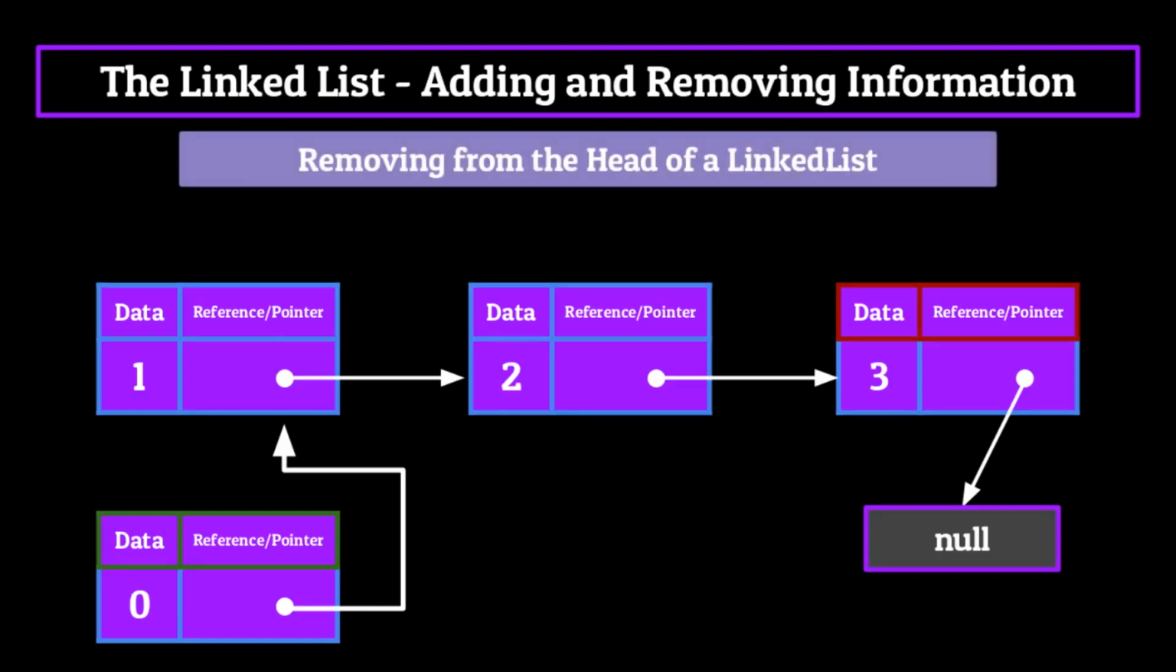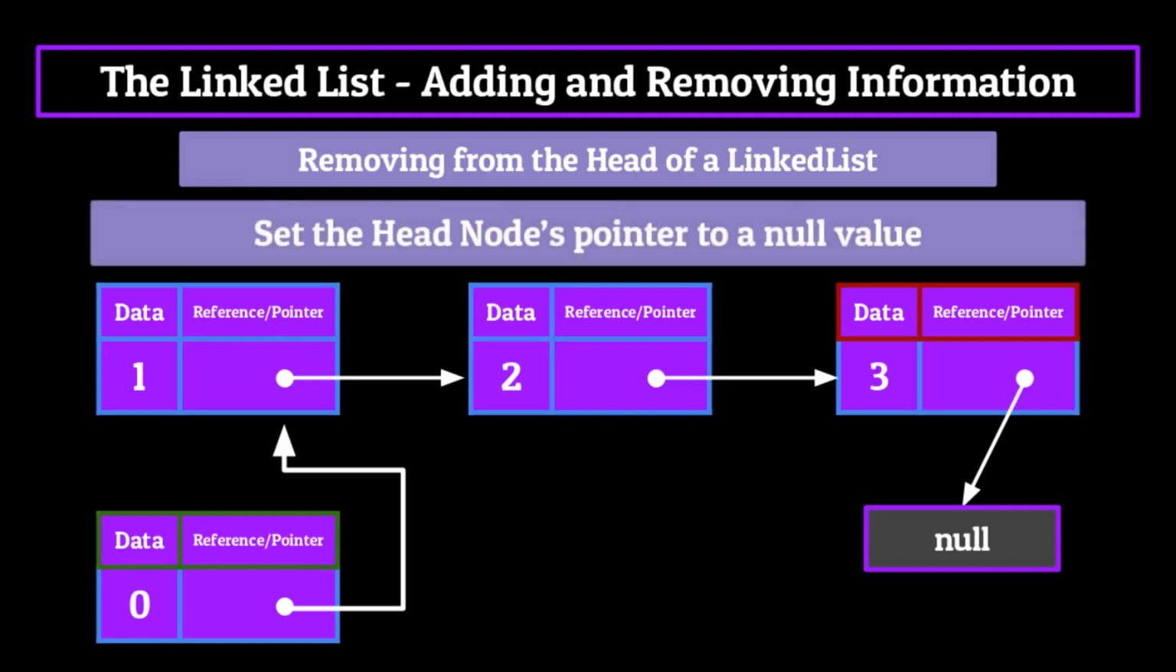Removing a node from the head of a linked list is just as simple. All we have to do is set the head node's pointer to some null value. Once we do, the head node will get cut off from the flow of information, essentially removed from the linked list.